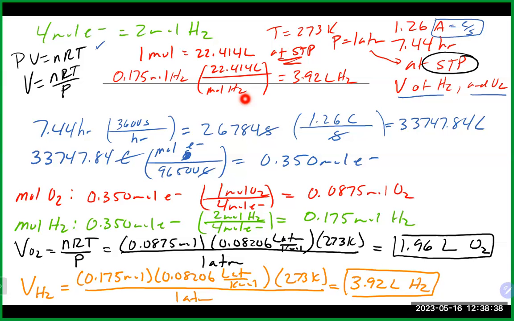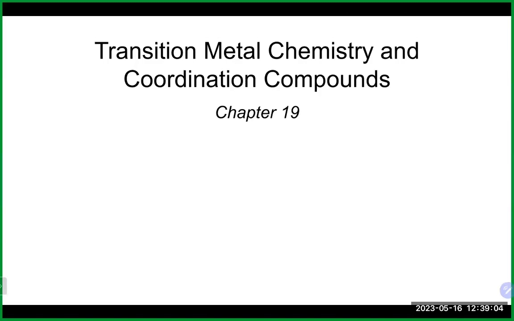All right, that wraps up chapter 17, which should be, I think, the last chapter on our next exam. The third to last chapter, I think. This is about transition metals and also coordination compounds. A majority of this chapter will focus on complex ions and coordination compounds.